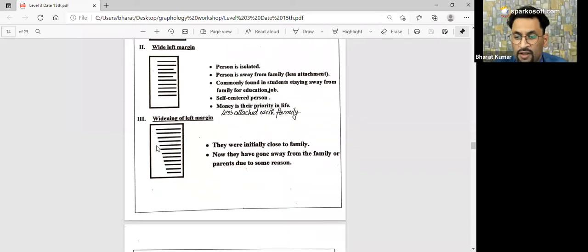If the width is increasing from top to bottom on the left side, the widening of the left margin. Yes, Rashmita, correct: left margin is less and right margin fluctuates. If widening is observed on the left-hand side, they were initially close to the family, but gradually they are moving away from the family, or now they don't have any attachment with the family due to some reason, and the reasons will always be negative. Remember this: if they are now away from the family, it is due to a negative reason, not because they have to stay out. This is the widening of the left margin.